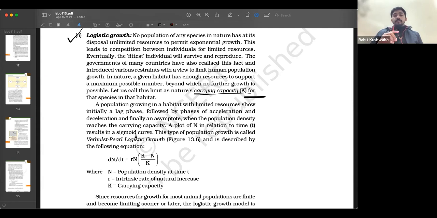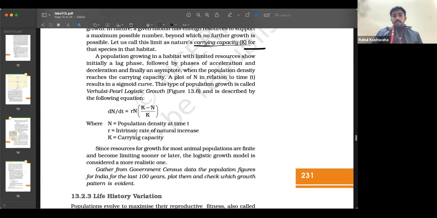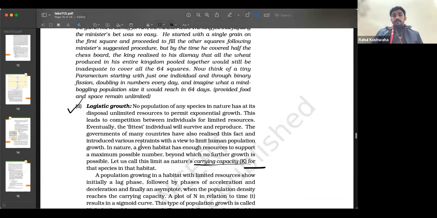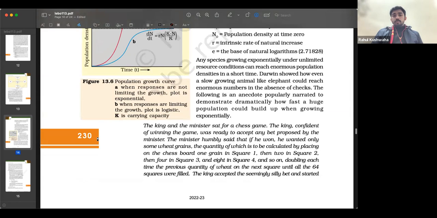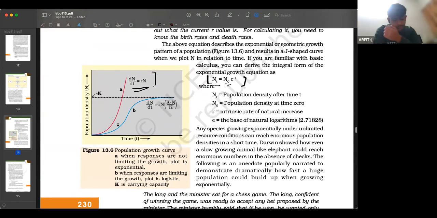So for a population which is growing while the habitat is limited by resources, first there will be acceleration. If you look at this graph, can you see this blue graph in your book? This blue graph is for the logistic growth. Till this point, it just looks like a less steep J, and both graphs look the same in the beginning. It's only that the graph for exponential growth is much steeper than the graph for logistic growth.